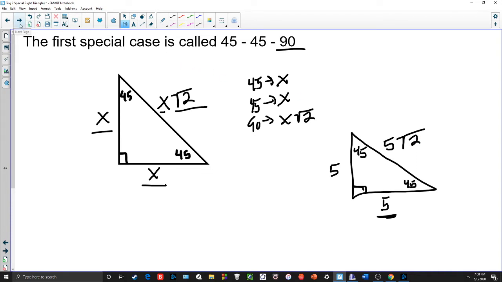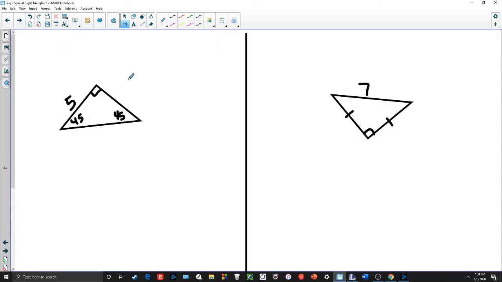Let me show you the typical problems that would occur here. Basically, for these types of triangles, we have one of two problems. One is when you know the 45-degree side, and one is when you know the 90-degree side. Now, I just did the 5 one here, so let me change this number to something like 10.